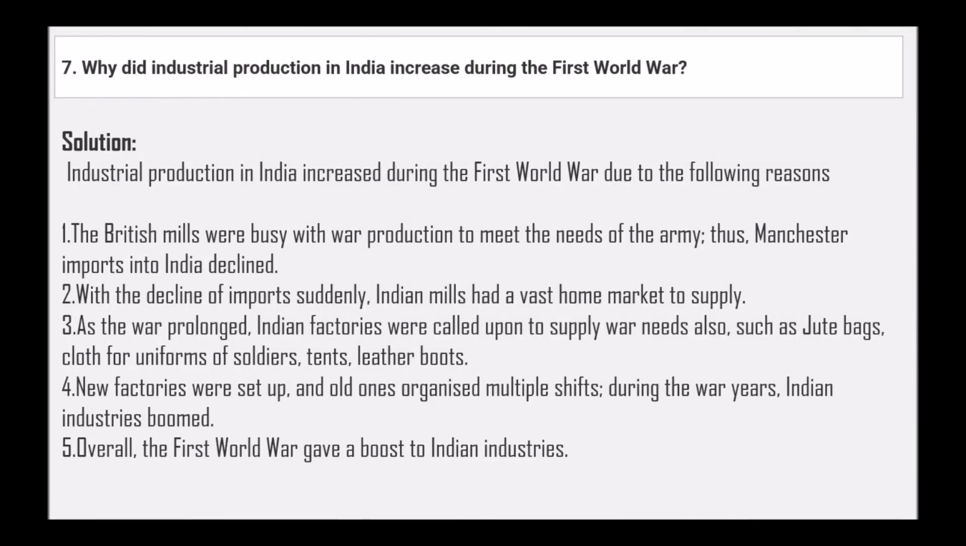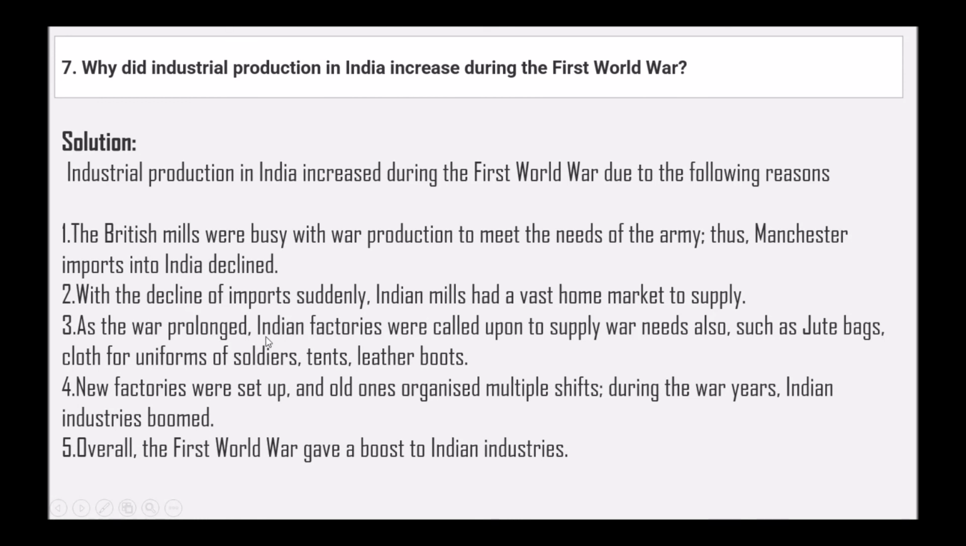Next, why did industrial production in India increase during the First World War? So these are the following reasons. The British mills were busy with war production to meet the needs of the army. Thus, Manchester's imports from India declined. With the decline of imports, suddenly Indian mills had a vast home market to supply.